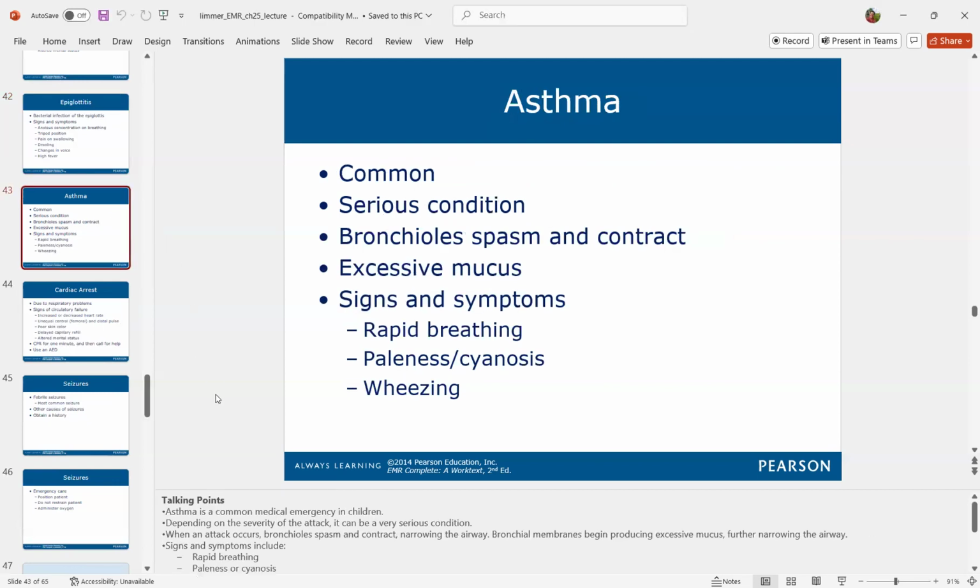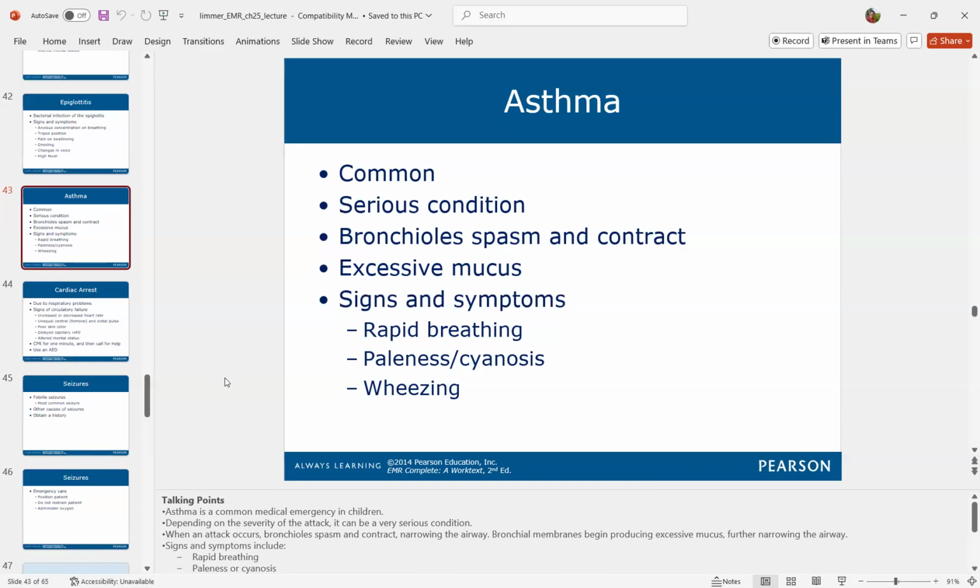Asthma, this is very common. Depending on the severity of the attack, it can be a very serious condition. When attacks occur, the bronchioles spasm and contract, which is what narrows the airway down. Because remember, the bronchioles are in our lungs. It's the bronchi, bronchioles, and at the end of the bronchioles are those little alveoli sacs. That's what we need for that exchange to take place.